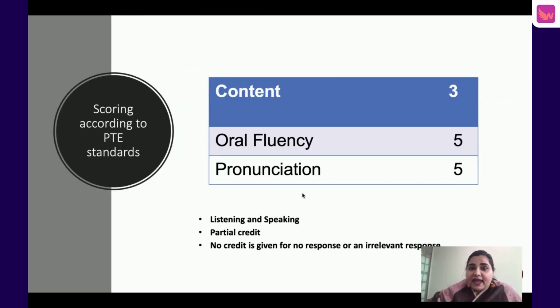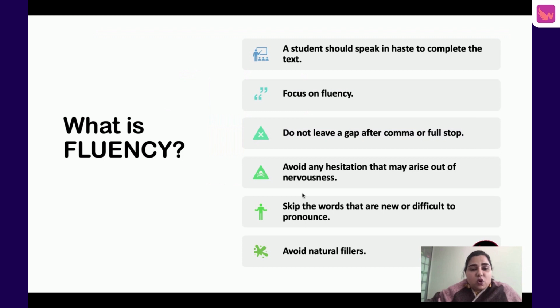The content will be of 3 bands. Oral fluency and pronunciation are marked out of it. So you have to make sure that you're good in your fluency and your pronunciation. So fluency means you should speak your answer as fast as you can, but clear. You should not give a gap after comma or full stop. Avoid any hesitation. Skip the words that are new or you couldn't understand while you listen. And avoid fillers, like they're not good and they won't be marked as a positive thing.